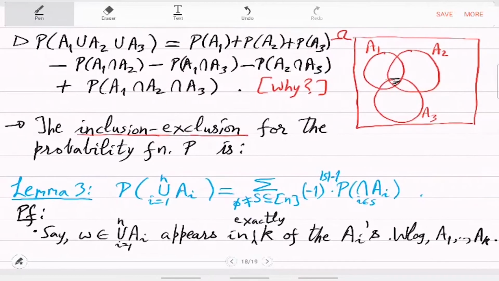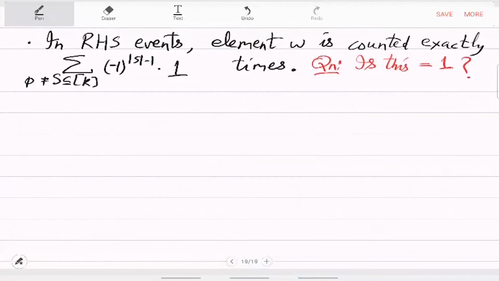Because if it is not 1, if it is anything else, then the count on the RHS of omega is wrong, right? So then the formula will be wrong. So, in other words, what you have to show, or it suffices to show, for the lemma is that this count is 1.